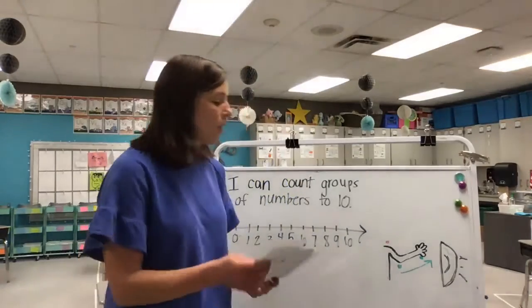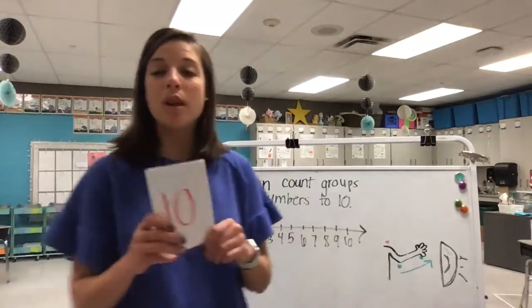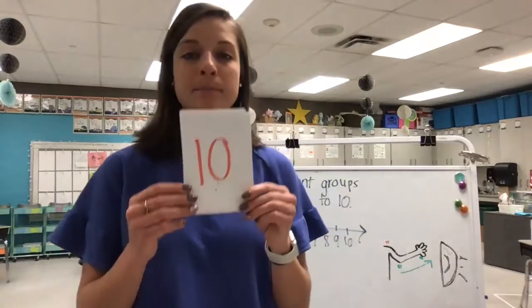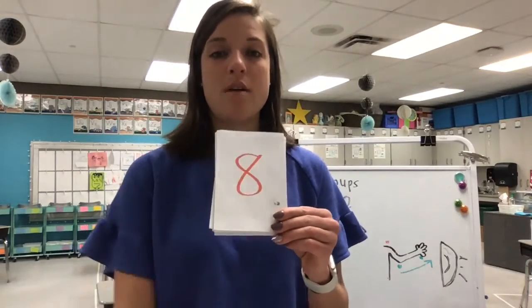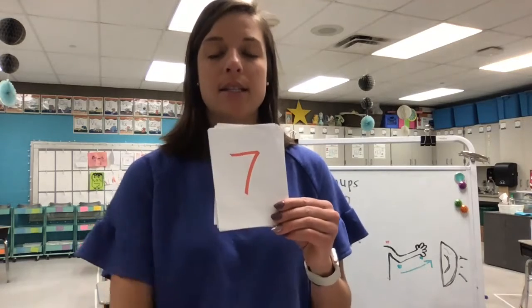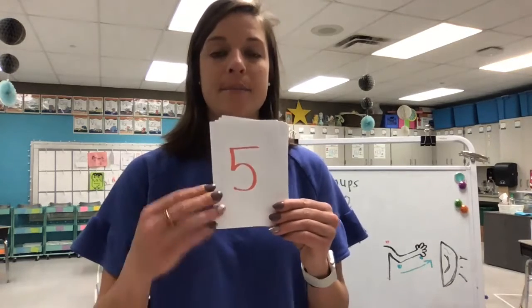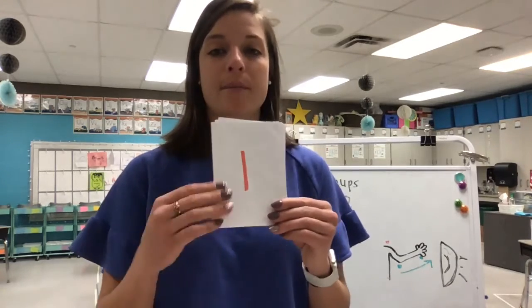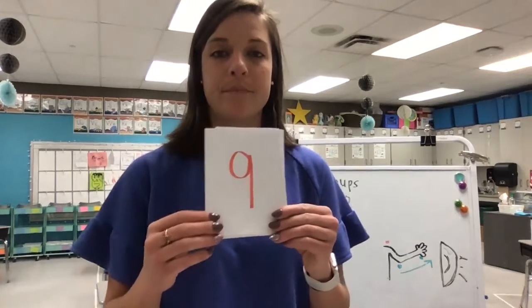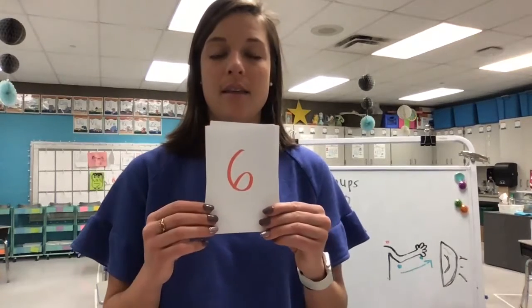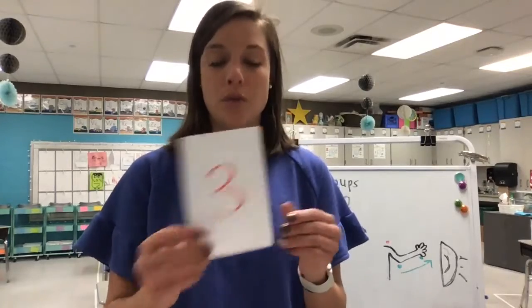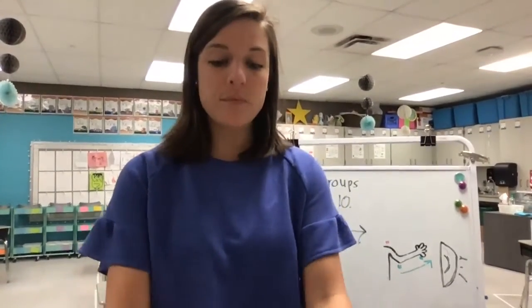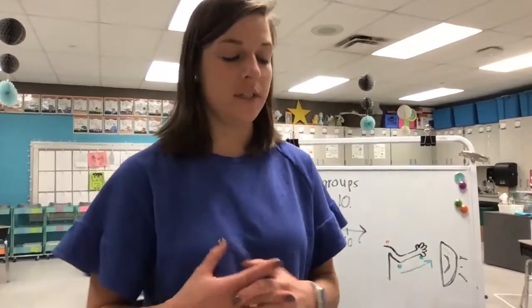So let's go over our numbers together. I'm going to show you the number card, and I want you to just tell me what it is. Ready? 10, 4, 8, 7, 5, 1, 9, 6, 2, 3. Good job. All right, now we're going to take a look at our activity sheet for today.